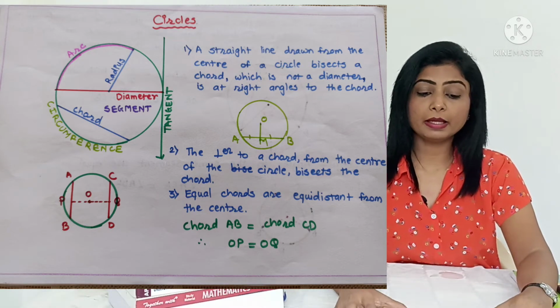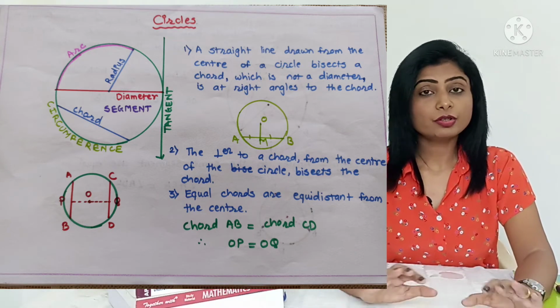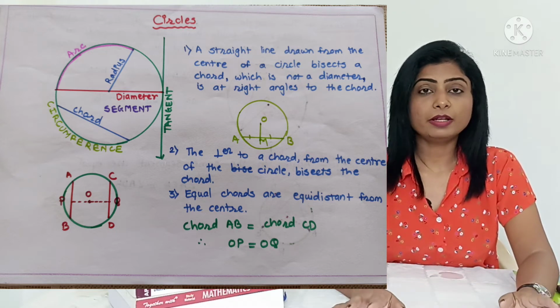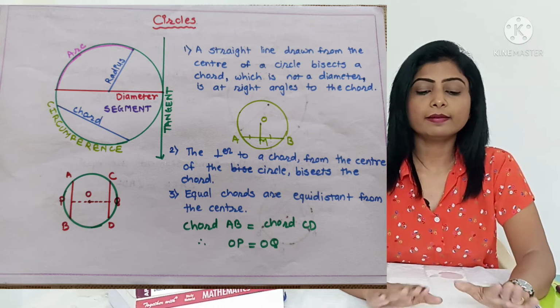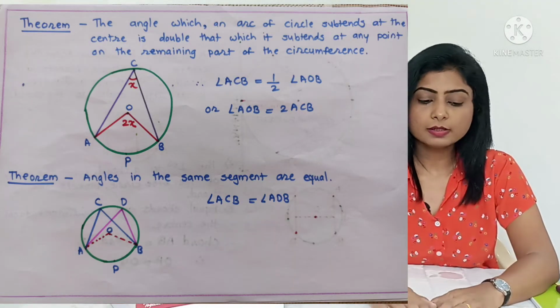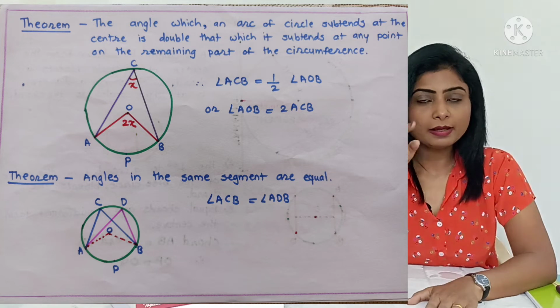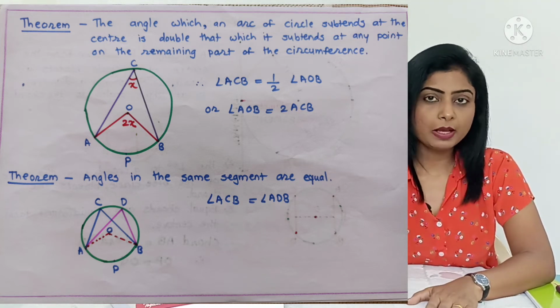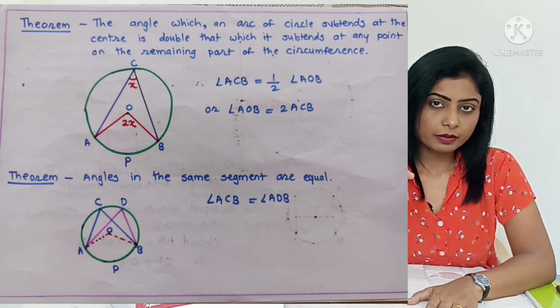Now the next theorem is a very important theorem on which most of the problems are dependent. The very first theorem of this chapter is the angle which an arc of a circle subtends at the center is double the angle which is subtended at any point of the remaining part of the circle, or a part of the circumference. So here ACB, C is the point which is lying on the circumference. Of course AB are also lying on the circumference only.